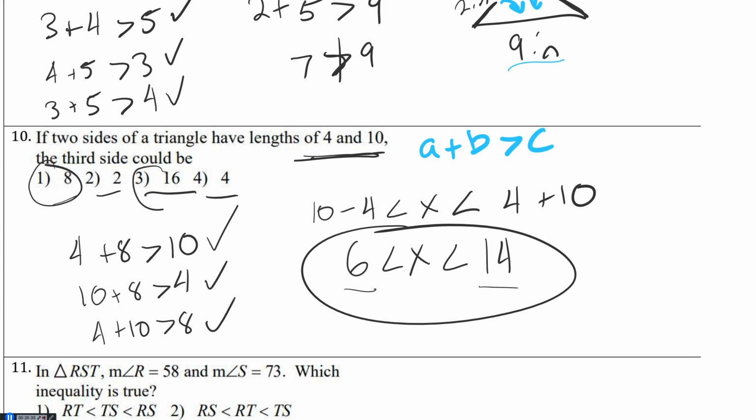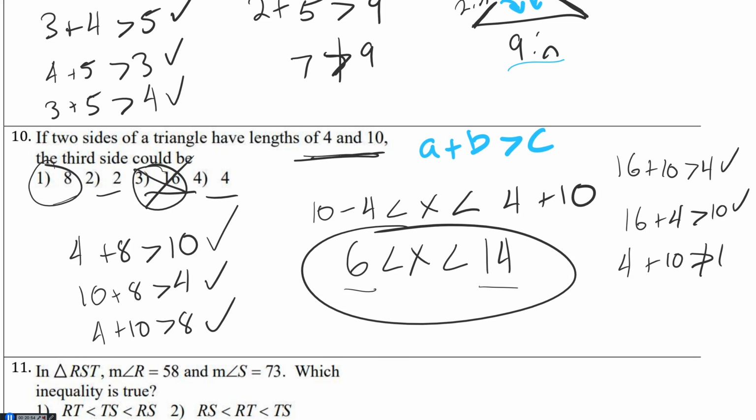Because what happens is, if you look at a side like 16, which is not the correct answer, when you add 16 and 10, that's greater than 4. Okay, so that works. When you add 16 and 4, that's greater than 10, so that works. But when you add 4 and 10, that is not greater than 16. 14 is not greater than 16. So one of those inequalities fails, so we can't make a triangle with those sides.